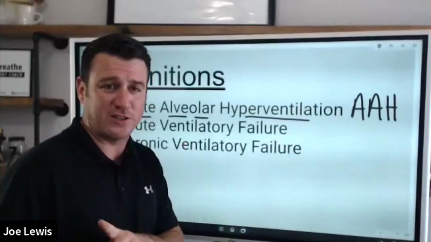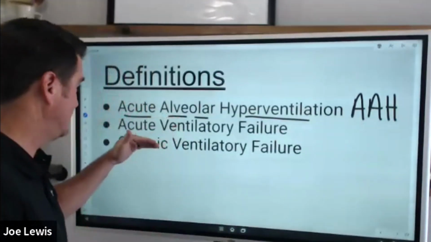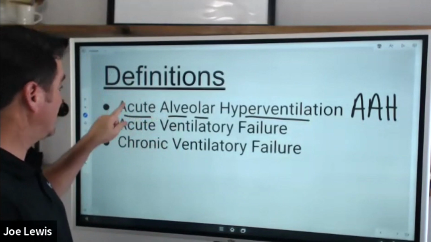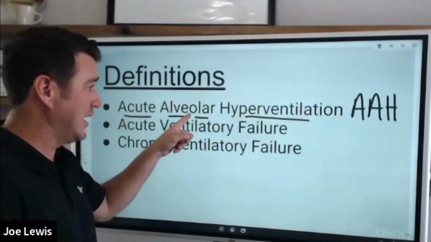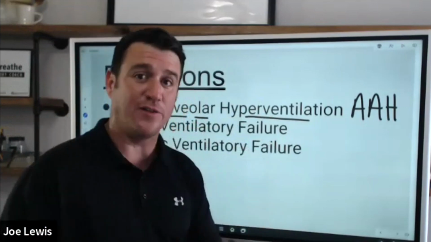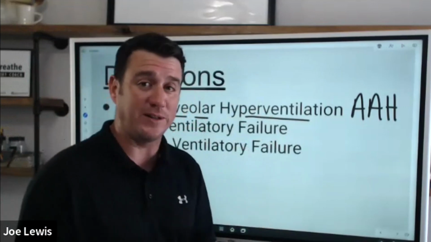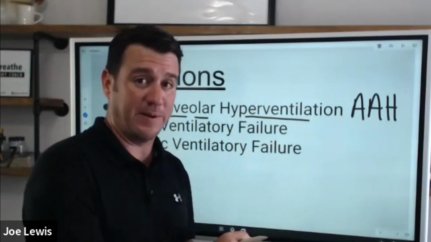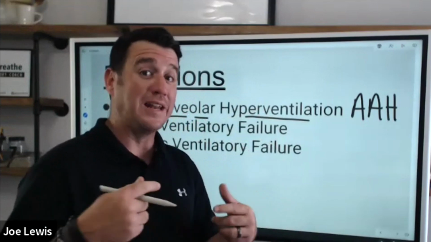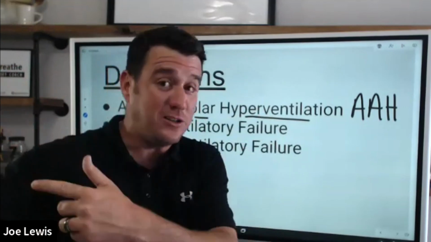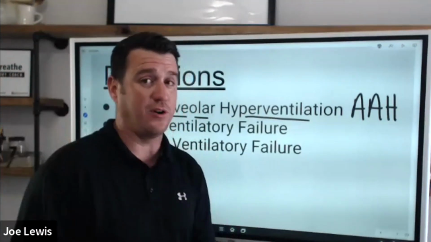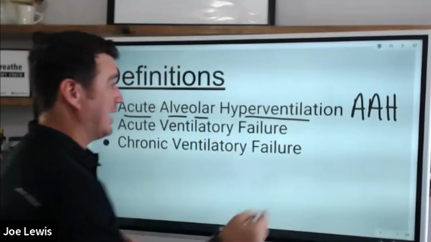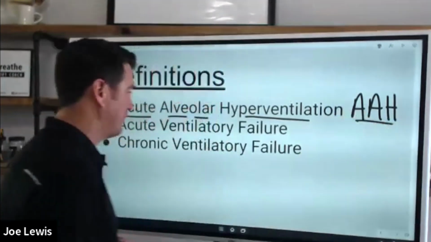Now let's think about what this term says. Let's define this. You have a patient who is acutely hyperventilating at the alveolar level. Now, by definition, how this is going to appear is going to be a decreased carbon dioxide level, resulting in an increased alkalotic pH. That's acute alveolar hyperventilation. Keep that in mind. I'm going to refer to this as AAH from now on.